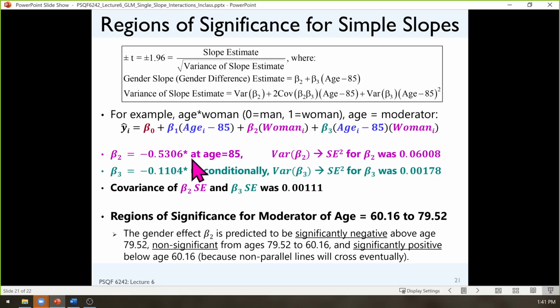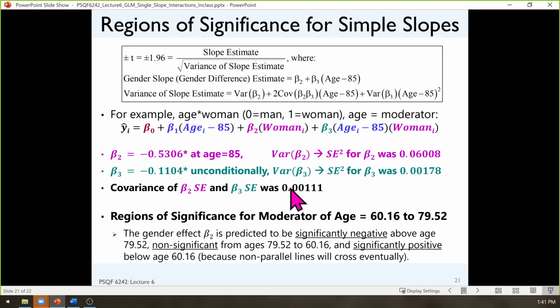So we know that at age 85, the gender gap is significant. And we know that the gender gap increases by 0.11 per year of age. So in older people, it would probably still be significant. But what about at age 80? Would there still be a gender gap at a lower age, at age 80? I don't know. So we can use regions of significance to figure out at what age the gender gap starts, so to speak, becoming significant.